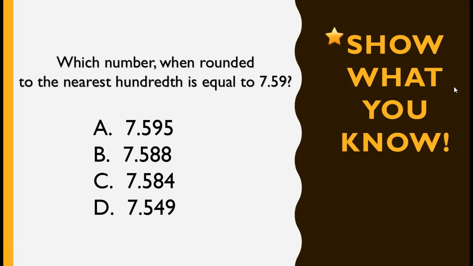So it says, which number, when rounded to the nearest hundredth, is equal to 7 and 59 hundredths? So they've given you the answer. Which one of these, when rounded to the hundredth, would equal this? So you kind of do it backwards, which means you need to round all 4 of these to the nearest hundredth and see which one would equal 7 and 59 hundredths. Take some time and work on that.